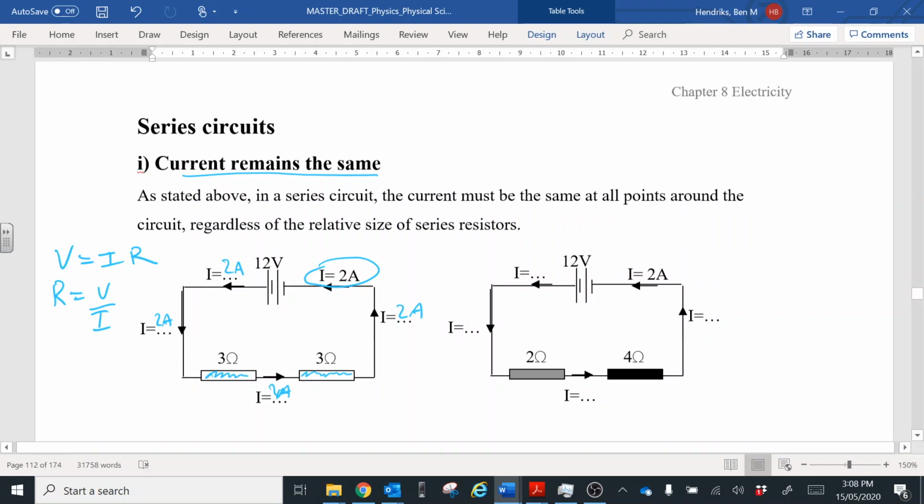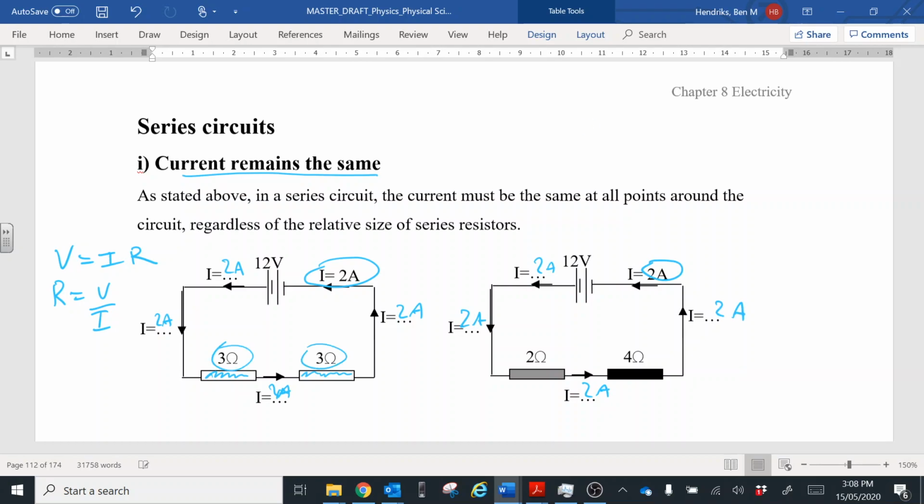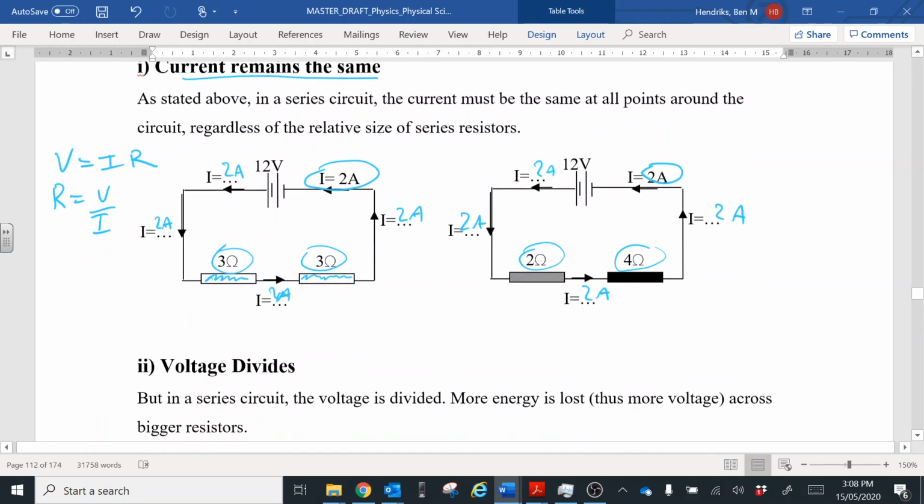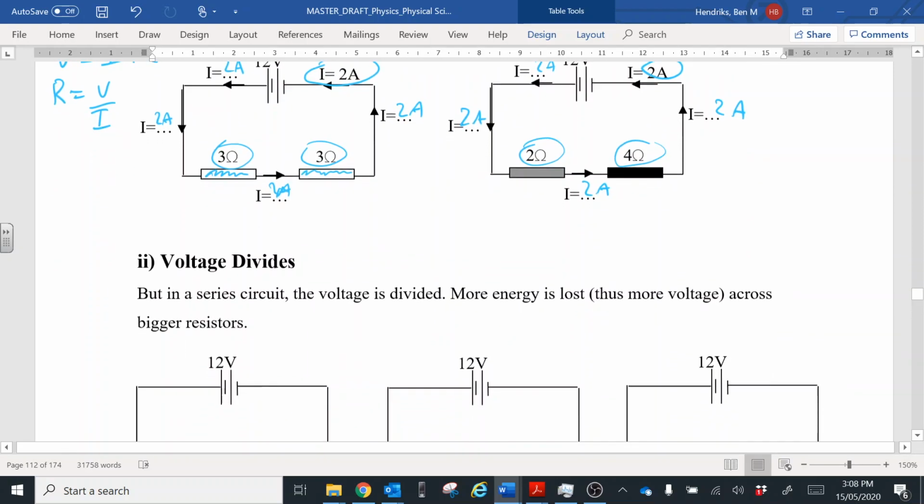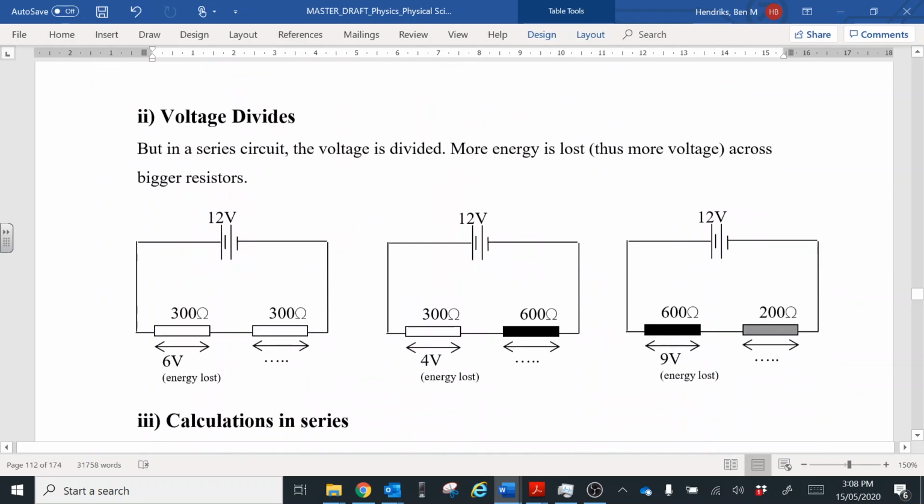Same over here. If we have 2 amps here, then 2 amps is going to be there, there, and there. And as you see, we had 3 ohm resistors here, 2 of them, and that adds up to 6. Here we have a 2 ohm resistor and a 4 ohm resistor, which also adds up to 6. So overall, the resistance would be 6 in this circuit, and that's how we get our values of current and also voltage.